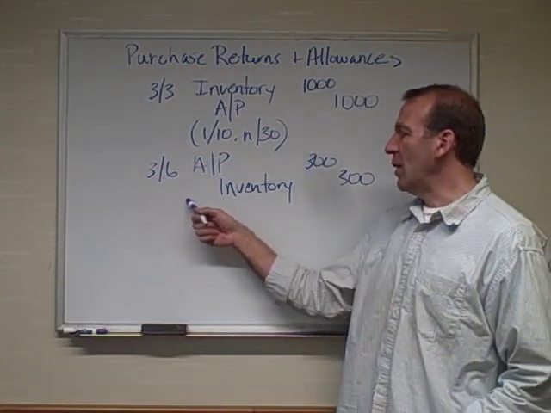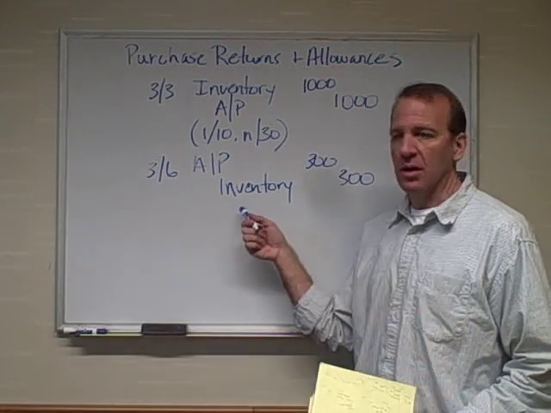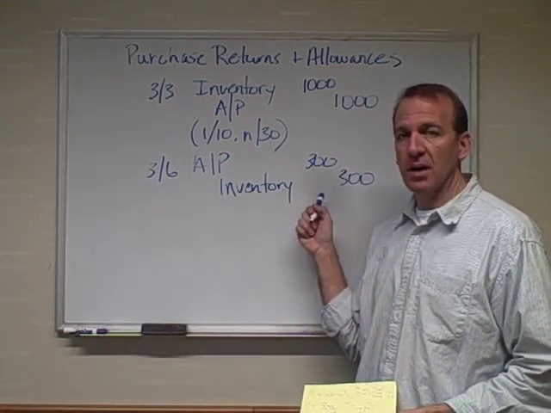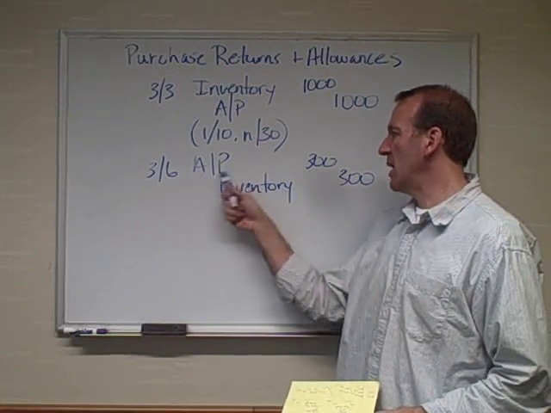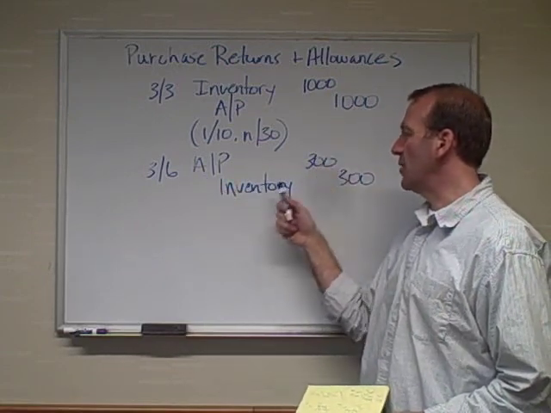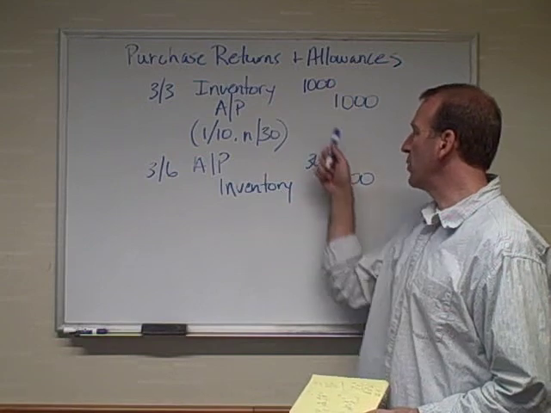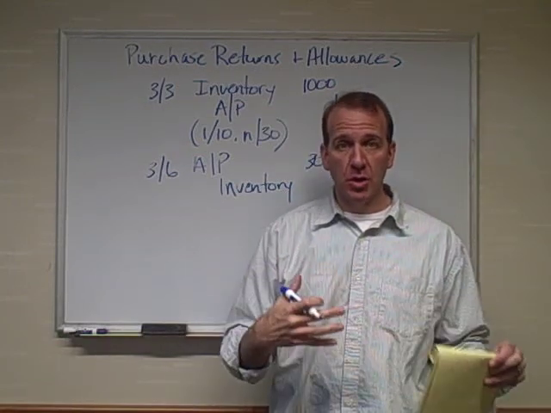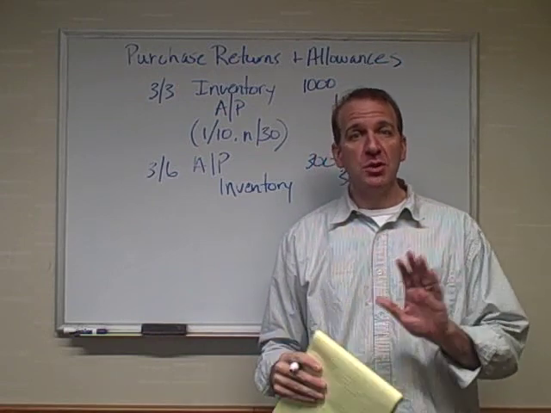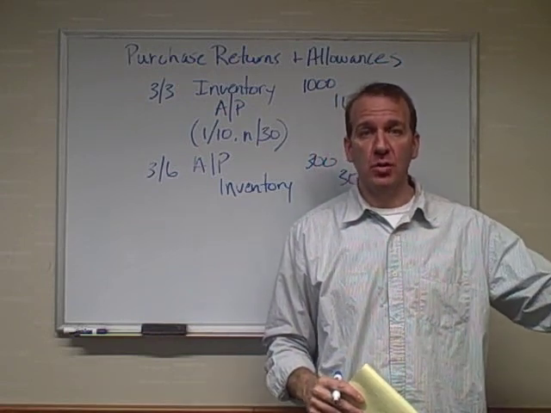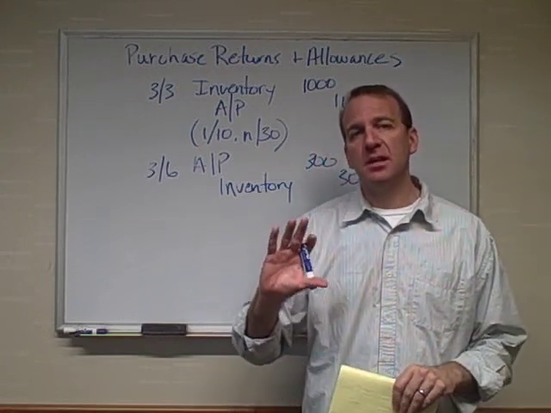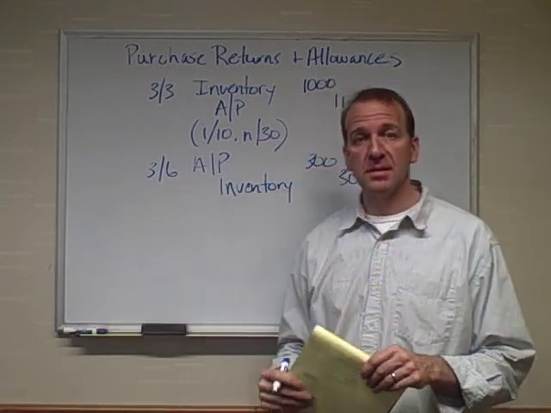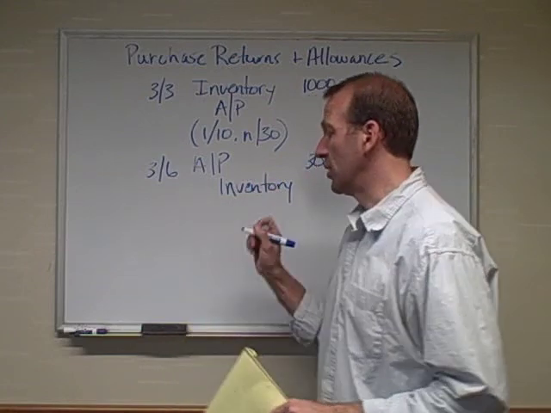So for an allowance, you do the same entry as a return, except you're just reducing the cost of these items on your books. So you reduce accounts payable by $300, bringing it down to $700, and then you reduce inventory by $300, bringing it down to $700. So the entry is the same, whether it's a return or an allowance. A return, though, is you're physically returning the inventory items, and an allowance is you're just getting a reduction in the price that you're paying for it. But it's the same thing, the same journal entry.